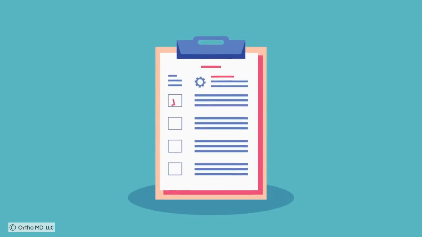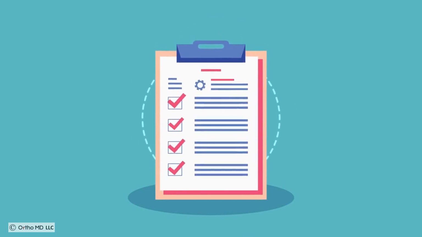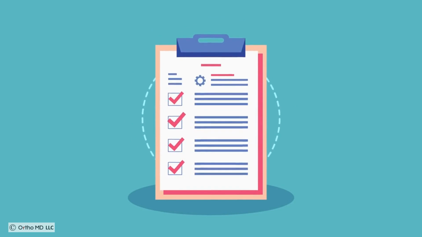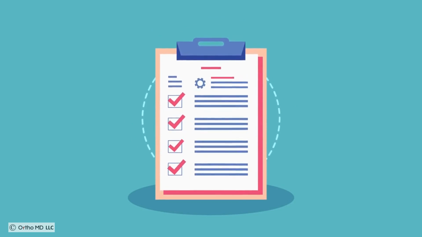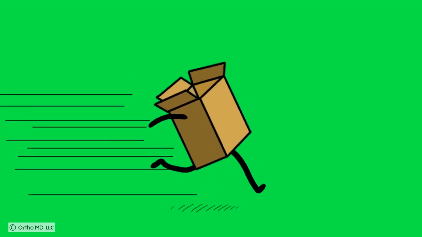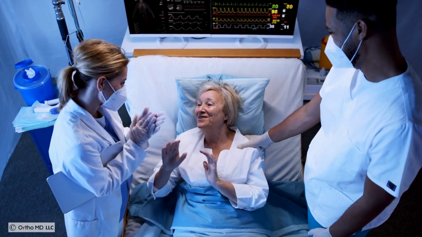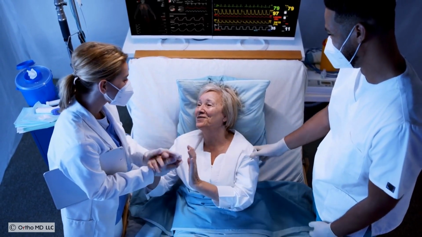In conclusion, wrist fractures are a common injury, and three types of fractures we covered in this video are distal radius fractures, scaphoid fractures, and dorsal triquetral avulsion fractures. If you suspect you have a wrist fracture, seek medical attention promptly. Remember, early diagnosis and treatment can lead to better outcomes and faster recovery.